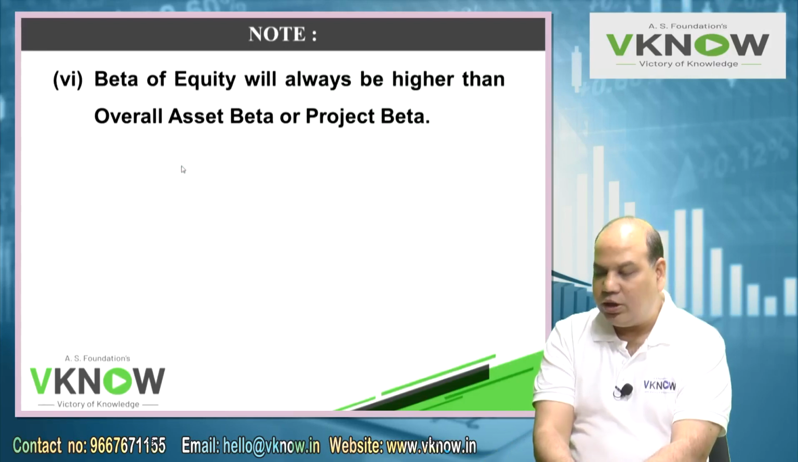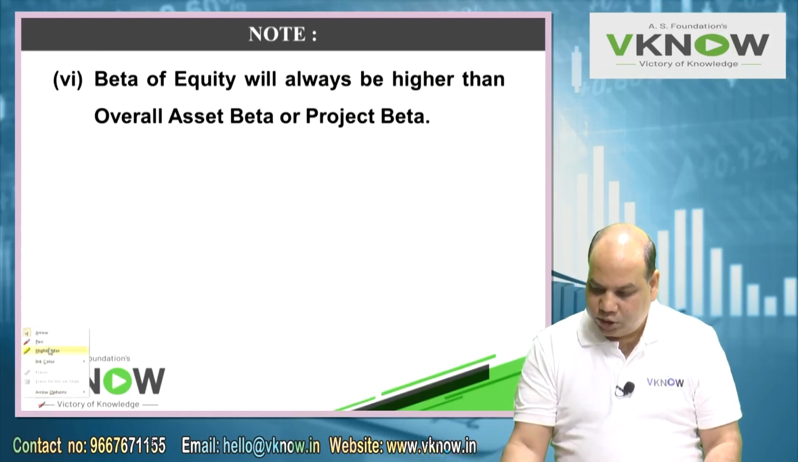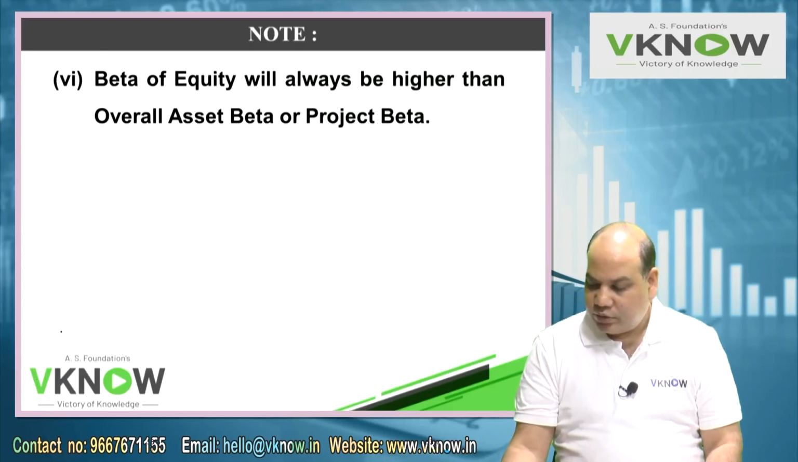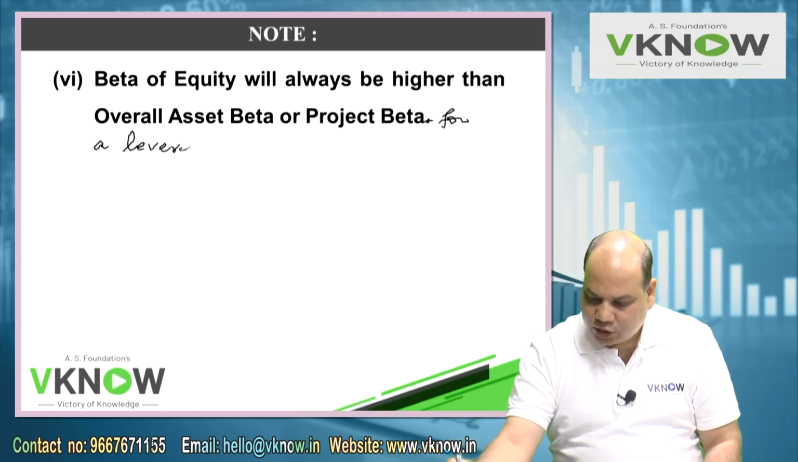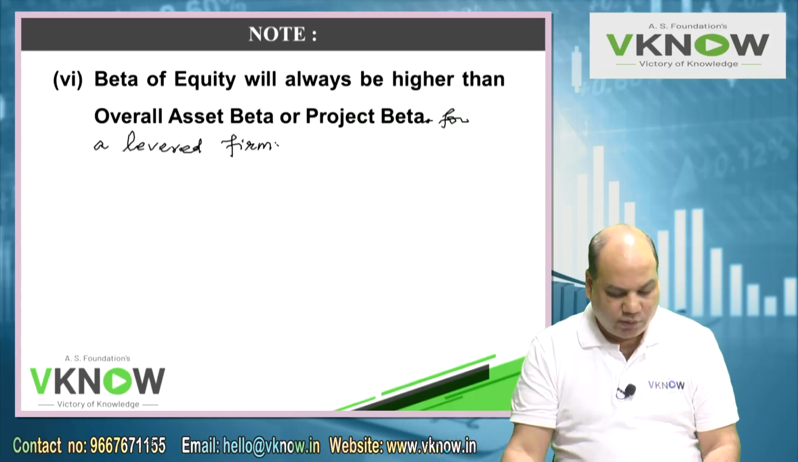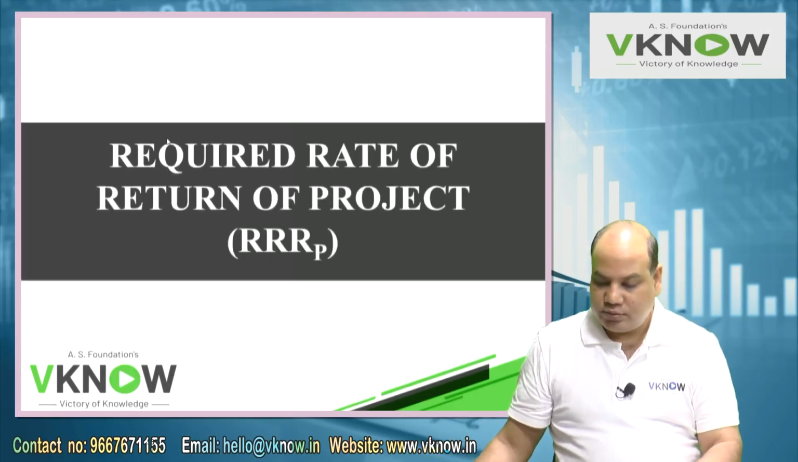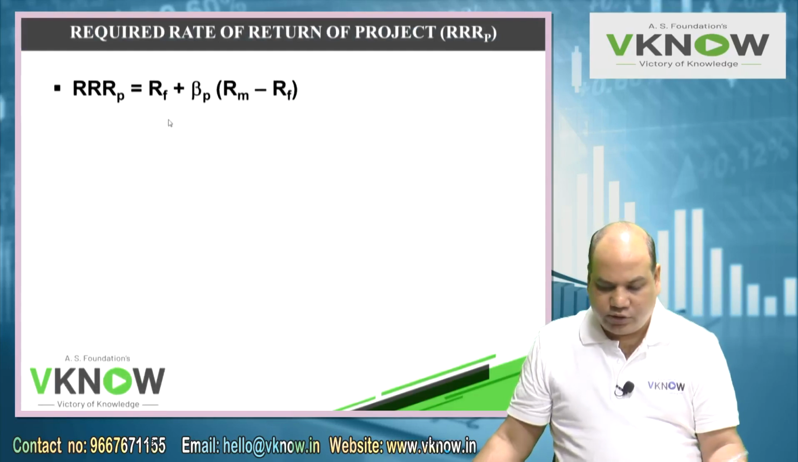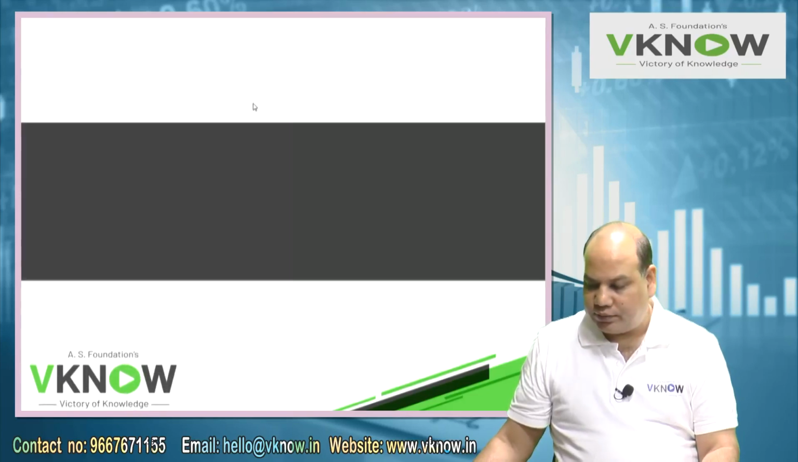Beta of equity will always be higher than overall asset beta or project beta. Just complete this line for a levered firm. But for an unlevered firm, which we have seen above, beta of the firm and beta of the equity will be same. Now next is required rate of return of a project. Required rate of return of a project is RF plus beta of the project into RM minus RF.